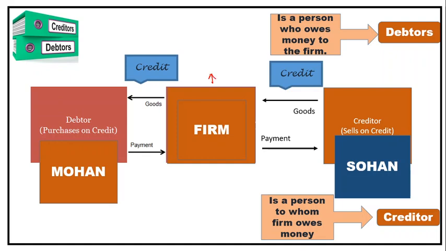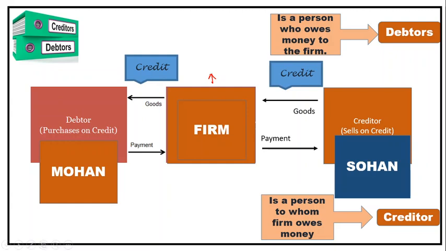For the firm, goods sold on credit will make the person a debtor. For the firm, goods purchased on credit will make the person a creditor. The firm will record Mohan as debtor and Sohan as creditor.